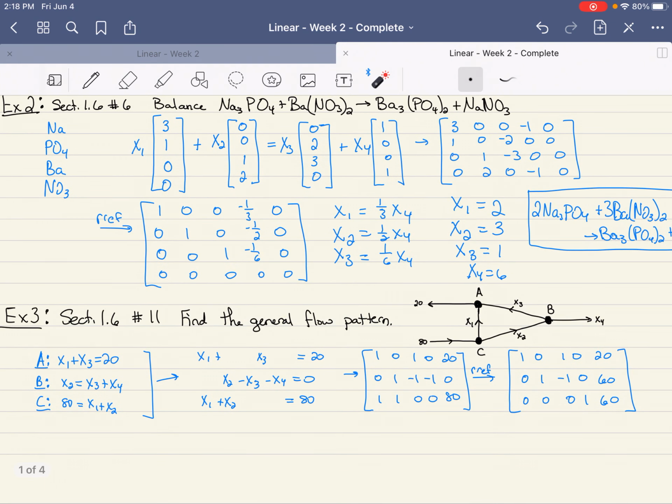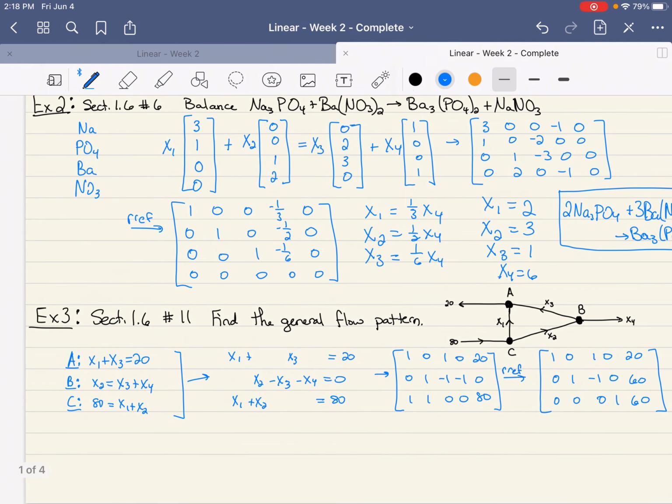So for each intersection, you have to come up with an equation that relates your variables and whatever numbers you have. So here I've got x1 and x3 coming in and 20 going out. Down here I've got x2 coming in and x3 and x4 going out. And down here I've got 80 coming in and x1 and x2 going out. So I can rewrite that in terms of normal equations, getting all the numbers on the right and the variables on the left. Turn that into a system, row reduce the system, and it leaves me with this.